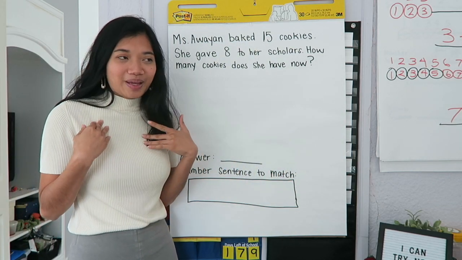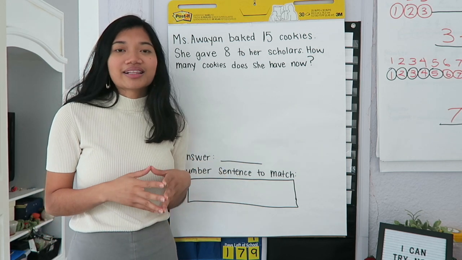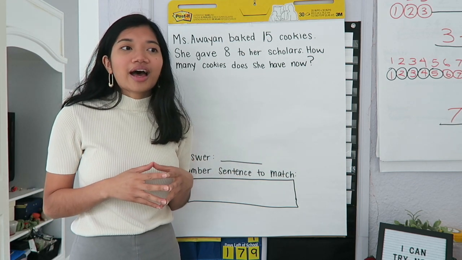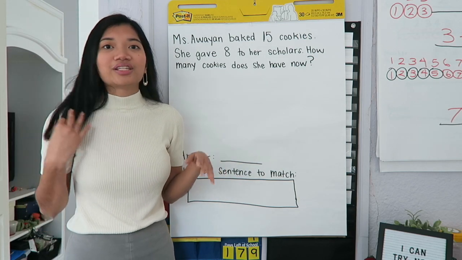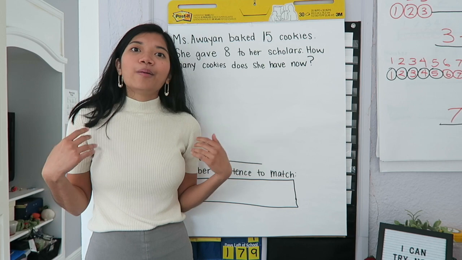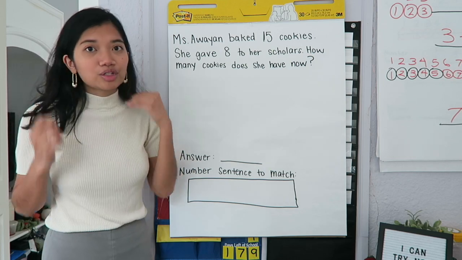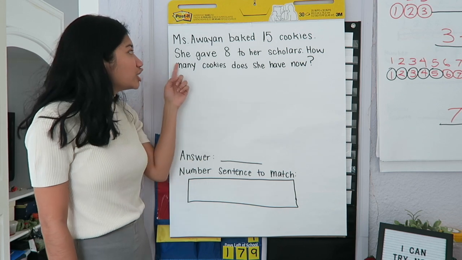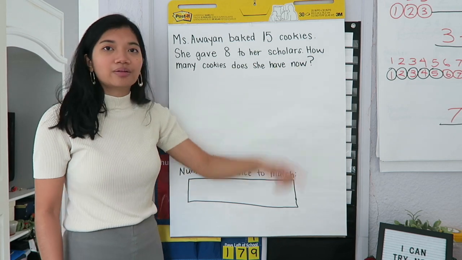Miss Hawaiian, that's me, was baking, and I baked 15 cookies to bring to my class for the next day. I was making sure that scholars can earn my cookies, and I was able to give 8 cookies to my scholars. But now I want to know, how many do I have now? Let me read you the story again. Miss Hawaiian baked 15 cookies. She gave 8 to her scholars. How many cookies does she have now?